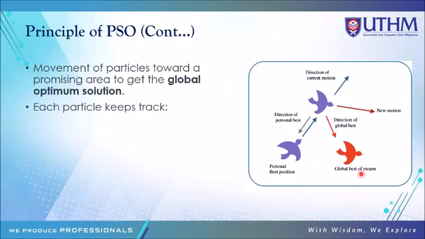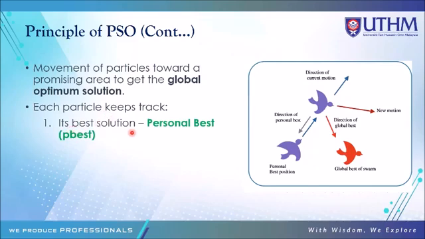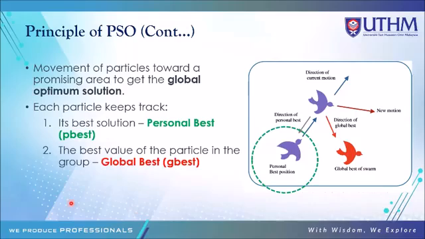Basically, the particles move towards promising areas to get the global solution. Each particle keeps track of its best solution, which we call the personal best position, and also the best value in the group. Because birds fly in a group, they try to learn from the best particle in the group, which we call the global best of the swarm. These are the two main parameters.